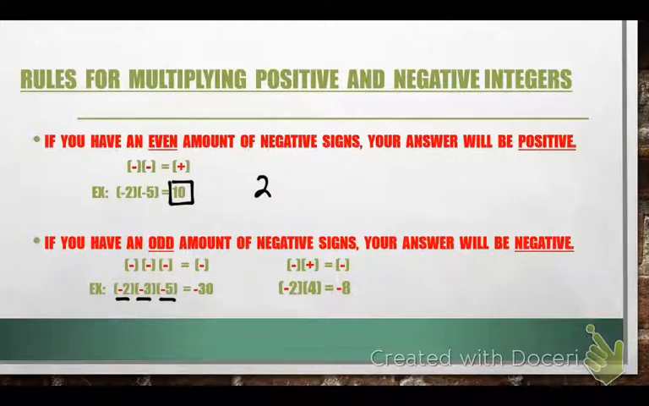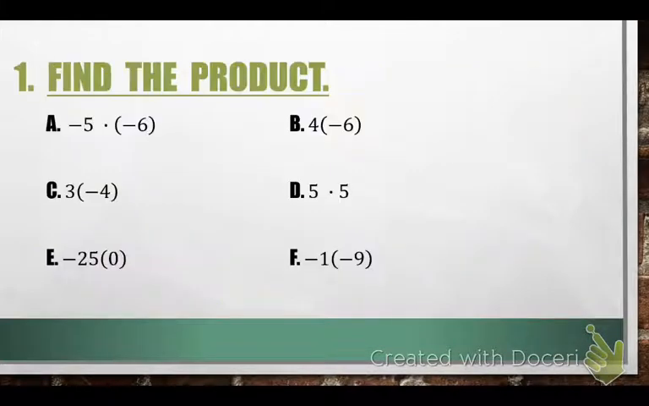Let's look at this second example over here. How many negative signs do you see here? Not how many numbers, but how many negative signs? There's only 1. Is that even or odd? The number 1 is odd. So whenever you have an odd amount, your answer will always be negative. So I'm going to put a negative like I have right there, and then you just multiply like normal. What's 2 times 4? 8. So your answer is -8. Okay, so these are brand new rules. We're going to use these. We're going to practice a few over here.